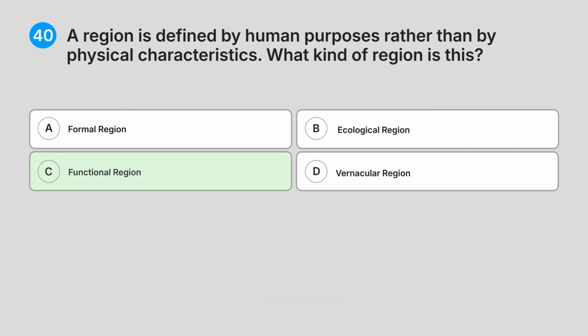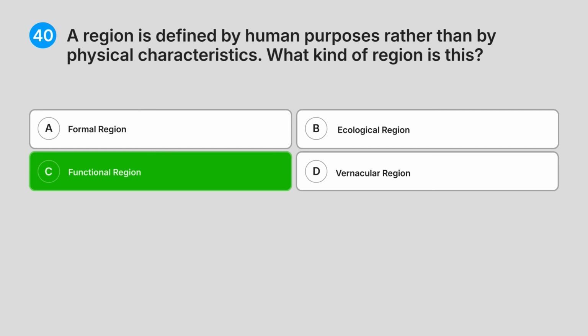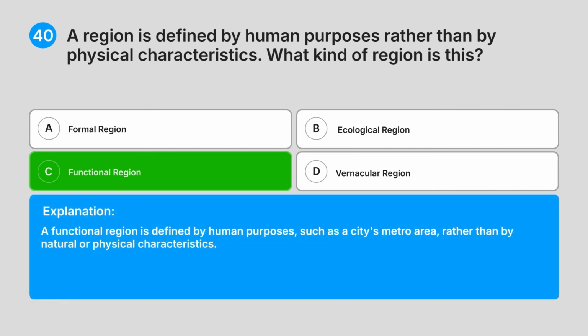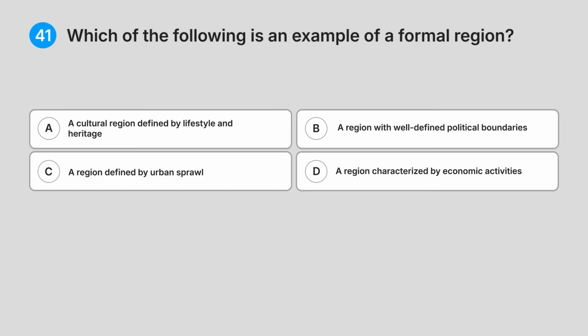Correct answer. C. Functional region. Explanation. A functional region is defined by human purposes, such as a city's metro area, rather than by natural or physical characteristics. 41. Which of the following is an example of a formal region?